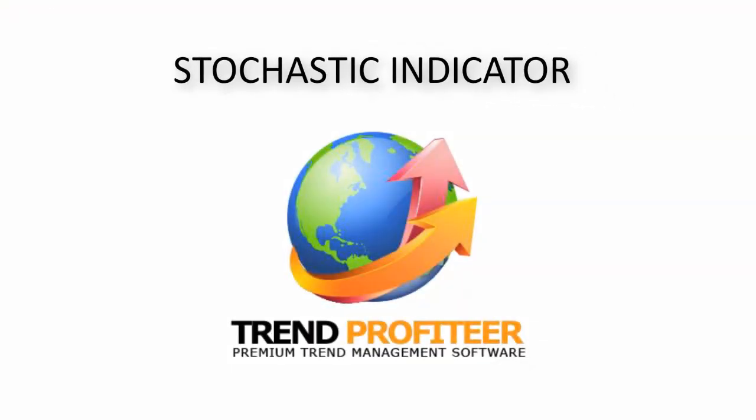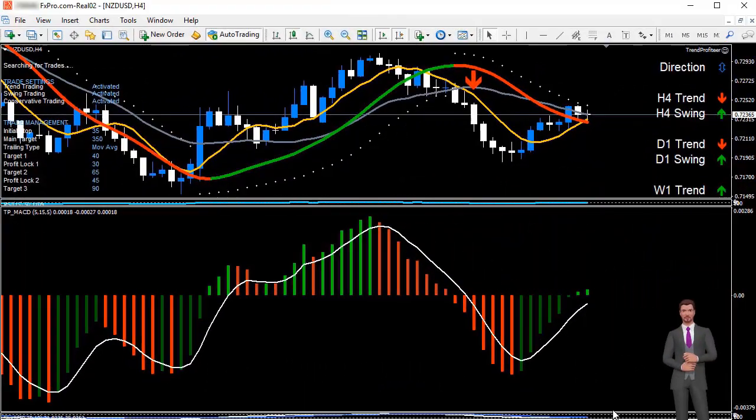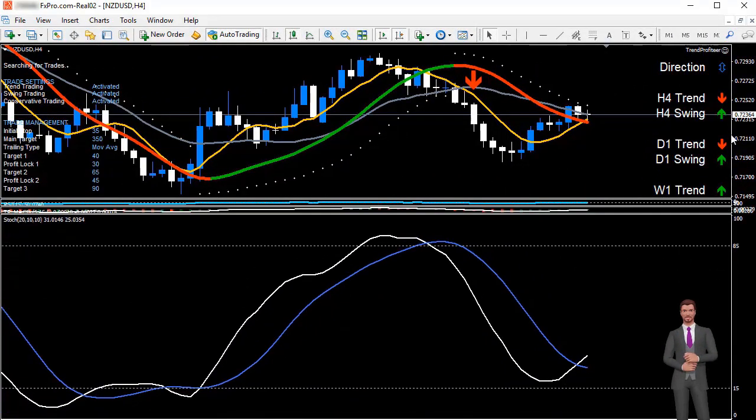Stochastic indicator. The stochastic oscillator, by Dr. George Lane, is a momentum indicator comparing the closing price of a security to its price range over a specific period of time. It is one of the earliest technical oscillators in trading used to predict future market direction and attempts to predict price turning points by comparing the closing price of a security to its price range.